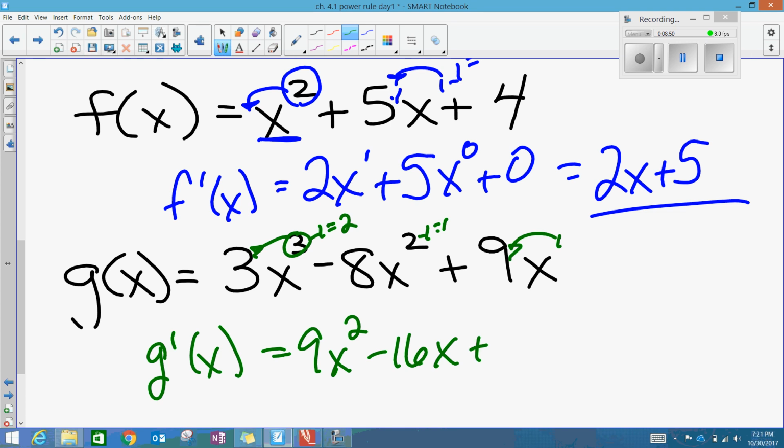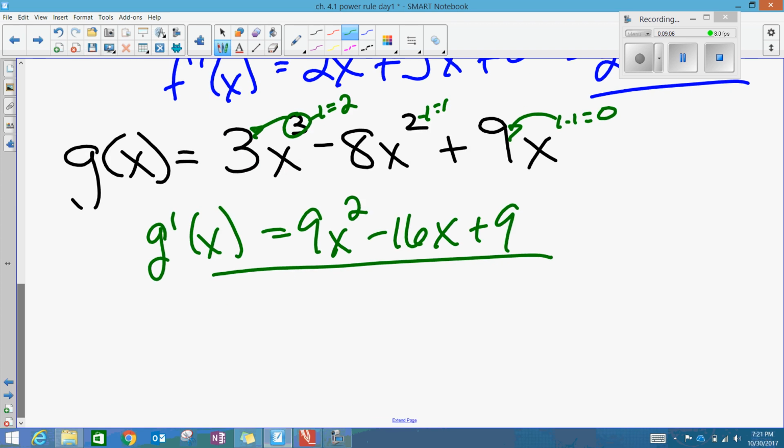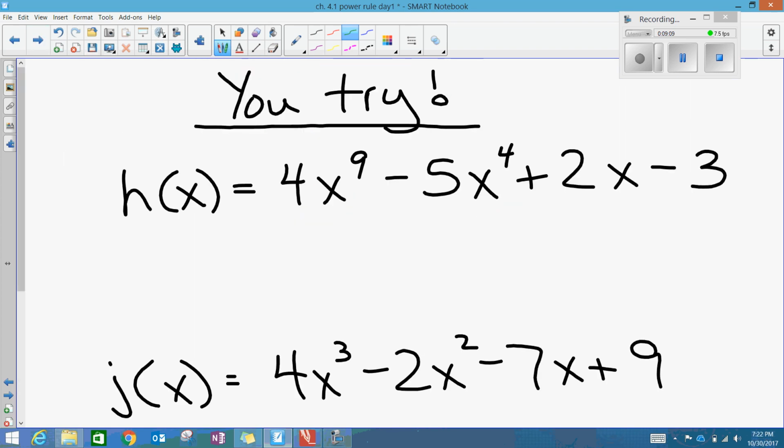9x is going to just be plus 9 because 1 minus 1 is 0, and we don't have to write x to the 0. Okay? So actually, if you see the pattern, on any x to a power, you're taking that power down by 1. Okay? So even when we get x to the first, the x actually goes away. Okay? All right, now you try these.